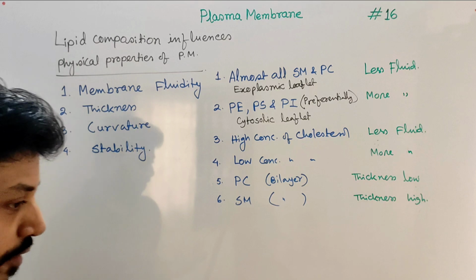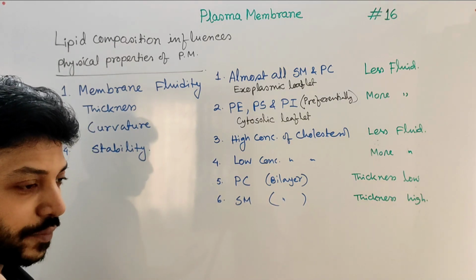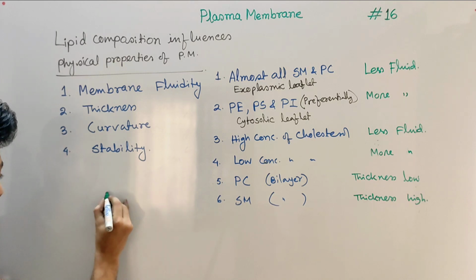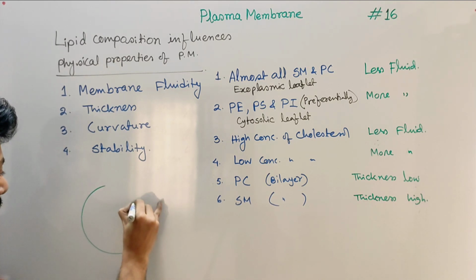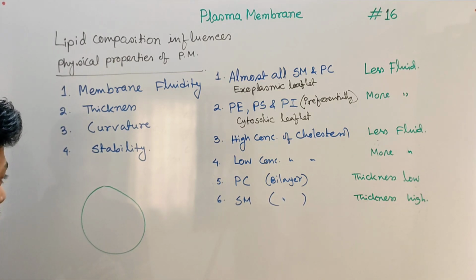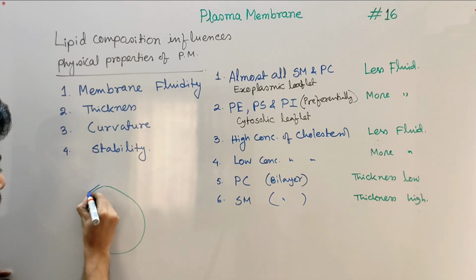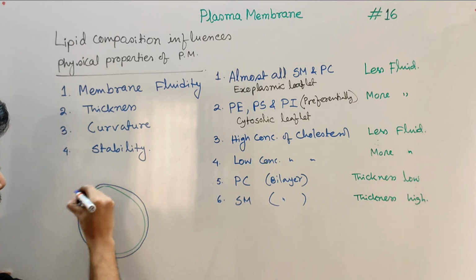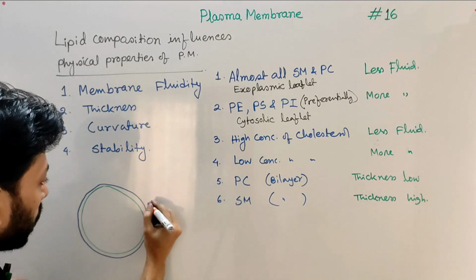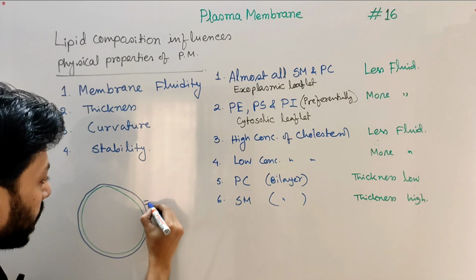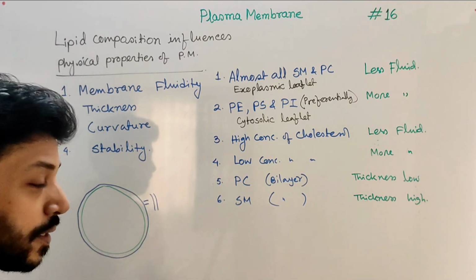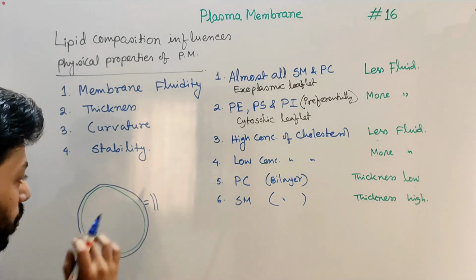Now what is curvature? As I have mentioned, the plasma membrane is a lipid bilayer, so let me draw a plasma membrane. Let's suppose this is a cell, and this is the plasma membrane. Now if you zoom in on this blue line, you will find that there are actually two lipid layers present in this plasma membrane. So these are bilayer structures.